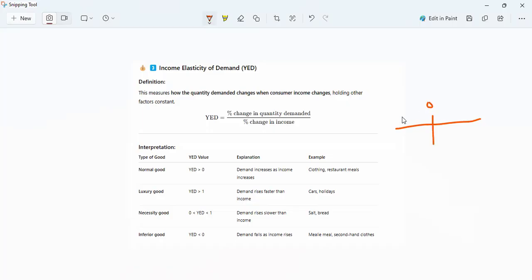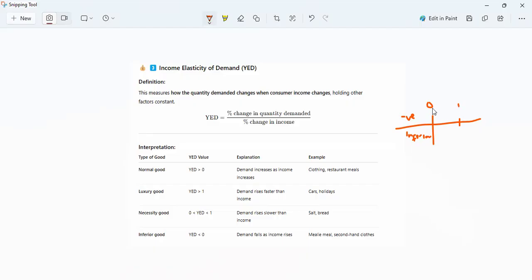If you have a negative, these are called inferior goods. An inferior good is a good which you demand less of as income goes up, not because you can't afford it, but because you can afford better. For instance, thrifted clothes, second-hand clothes, or mini meals. When your income goes up, you want to afford something new.